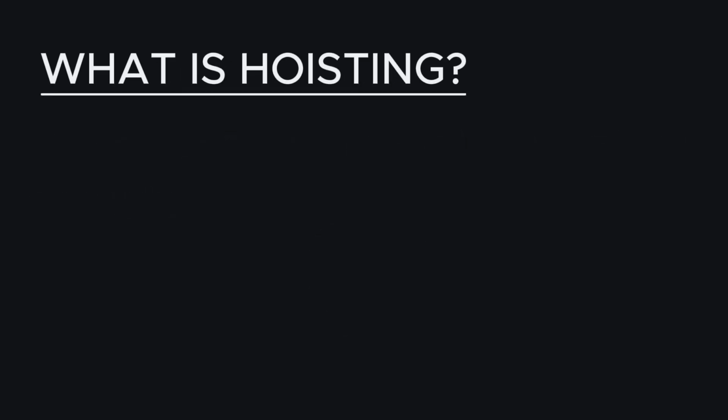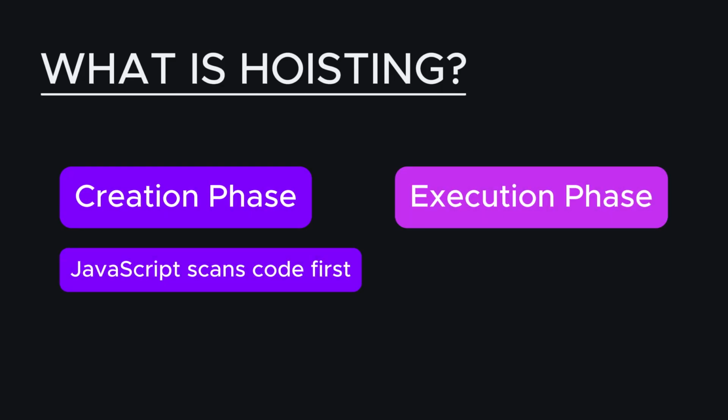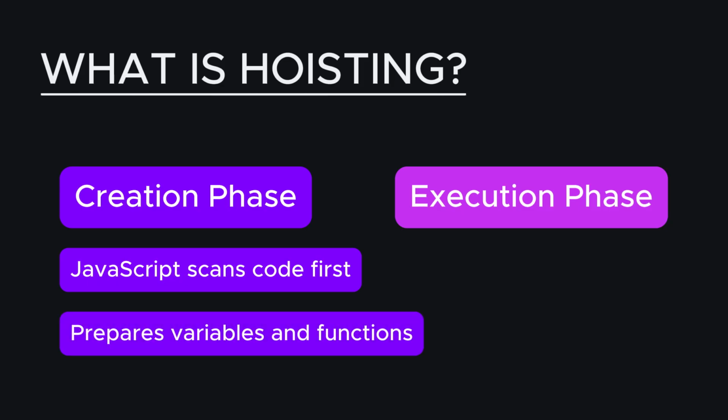Now we're going one step deeper to understand one of JavaScript's most misunderstood features, hoisting. Many developers think JavaScript reads code from top to bottom and executes it immediately. That's only part of the story. Before execution begins, JavaScript first scans your code and prepares variables and functions. This preparation phase is what we call hoisting. Understanding these two phases makes many confusing errors easy to explain.